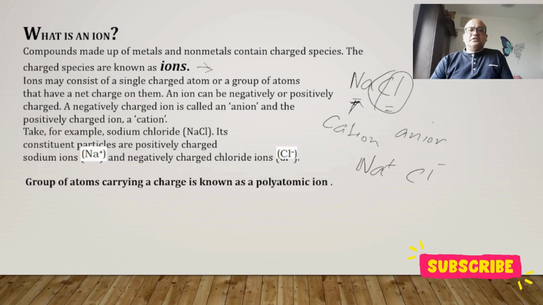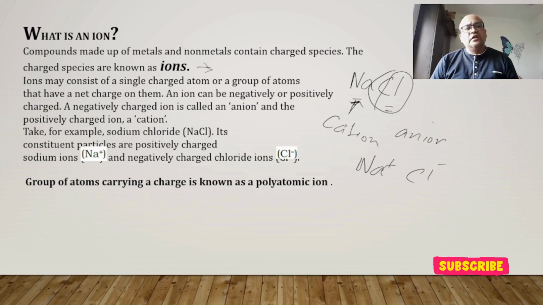Let's see today's section. Let us understand what is an ion. A compound made up of metal and non-metal contains charged species. The charged species are known as the ions. Here you will see the example of sodium chloride.